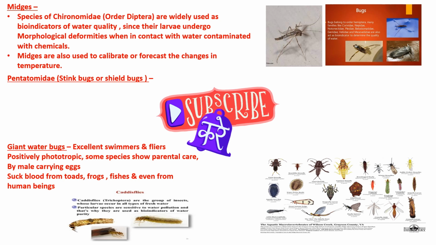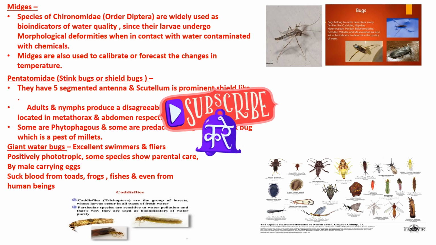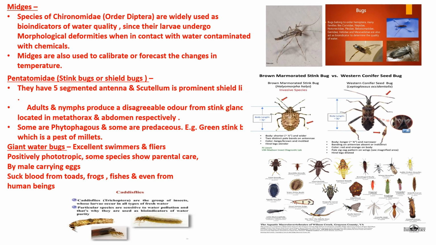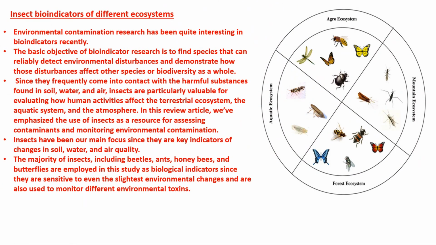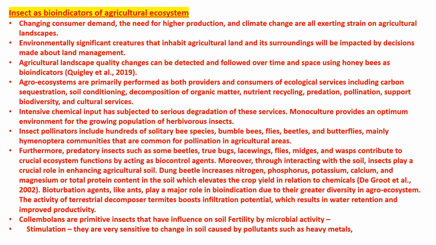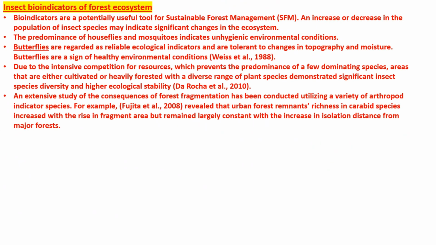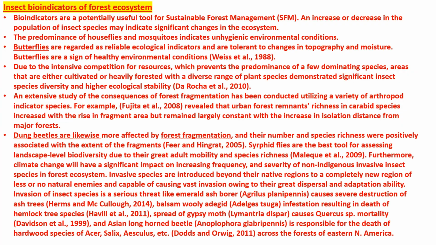Midges are used to calibrate and forecast changes in temperatures. Their larvae undergo different morphological deformities in chemically contaminated water. Giant water bugs or electric light bugs are positively phototropic. Some show parental care. Stonefly larvae can live only in clean water, indicating oxygen concentration. Caddisfly larvae also indicate clean water. Mayfly larvae are sensitive to oxygen depletion in running water. Ephemeropterans are also indicative of fresh and clean water.